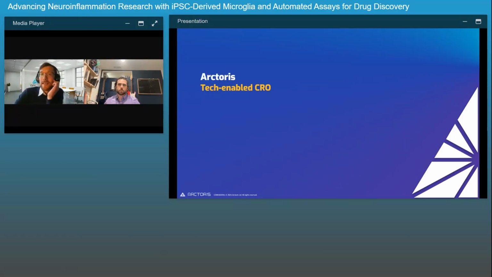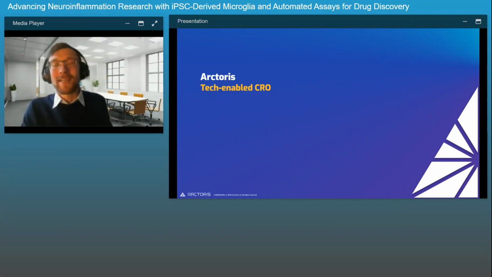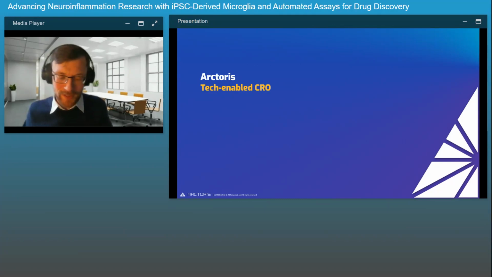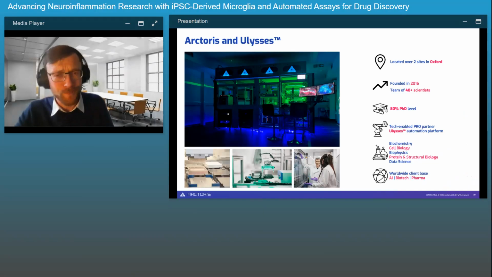So, yes, forced me just to introduce Arctoris as the final part of this collaboration before I hand over to Naroa, really, who is the person that's going to be taking you through all the exciting data that we've generated. So Arctoris is a tech-enabled CRO, and what that means is we bring automation to the laboratory.